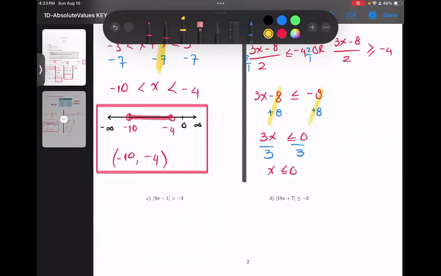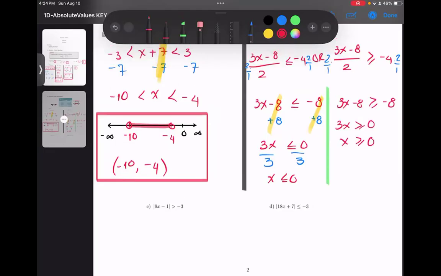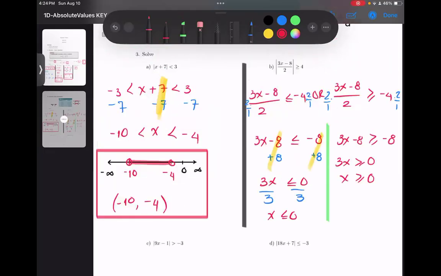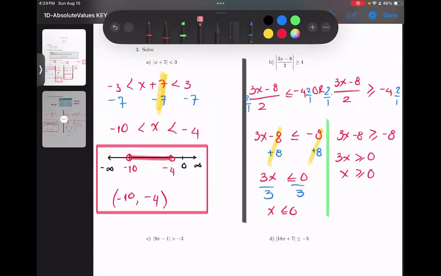Let's see the other one. The same thing, right? You multiply both sides by 2 over 1. So I have 3x minus 8 equal to negative 8. Add 8 both sides. 3x equal to 0. X equal to 0. Oh, I'm sorry. That's not negative. Greater than or equal to 4.